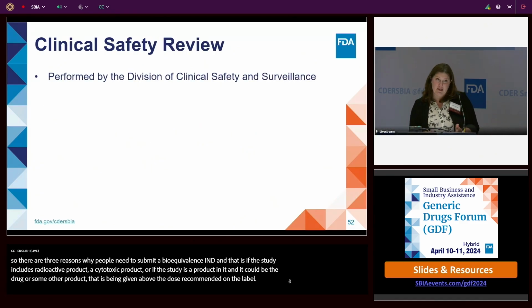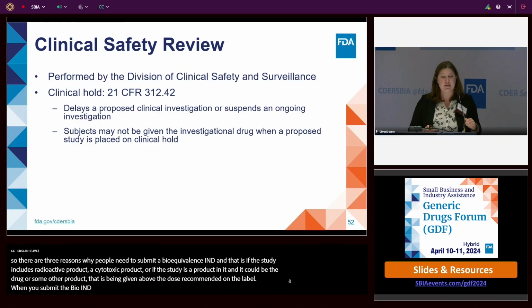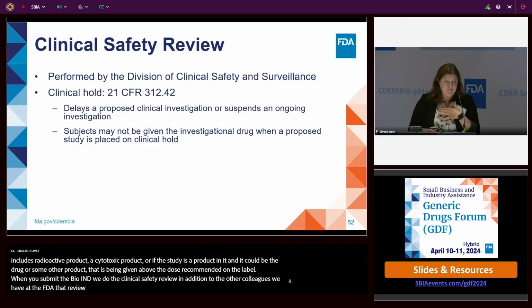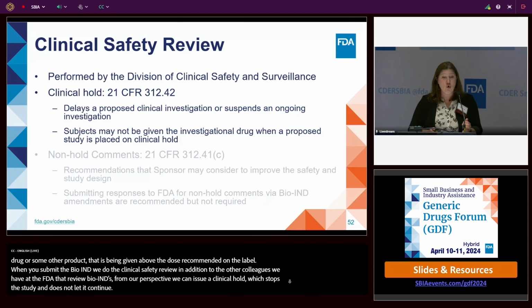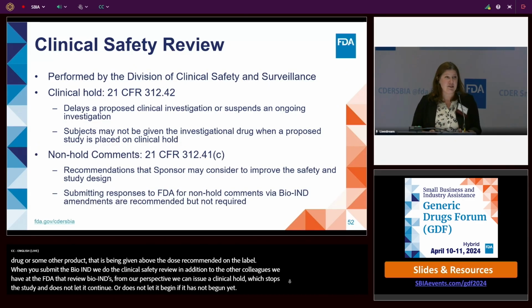And when you submit those Bio-INDs, we do the clinical safety review in addition to the multiple other colleagues we have at the FDA that do reviews of Bio-INDs. From our perspective, we can issue a clinical hold, which basically stops the study and does not let it continue, or does not let it begin if it hasn't begun yet. Or we can give you non-hold comments. These are helpful suggestions on how to improve the safety or study design.